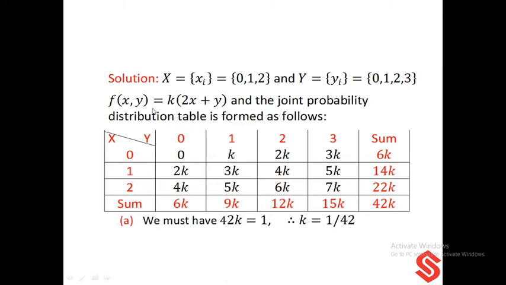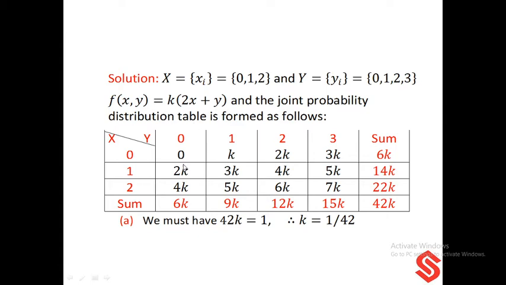So according to this, f of x comma y is equal to k into 2x plus y. So the first value is k into 2x1 plus y1, that is k into 2 into 0 plus 0 we get 0. Next, k into 2 into 0 plus 1, that is k. Next, k into 2 into 0 plus 2 we get 2k, and so on.